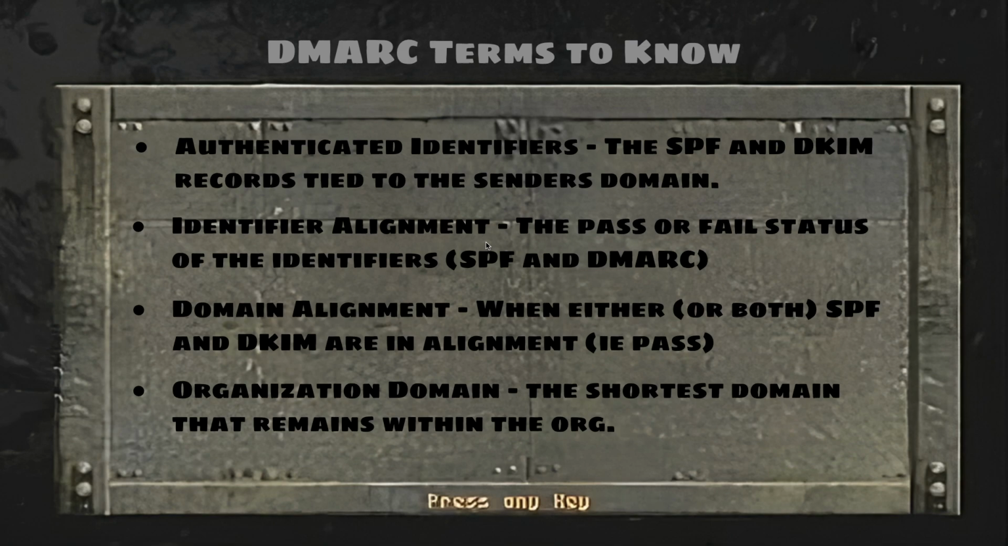DMARC also brings in the concept of an organizational domain. That is the shortest domain that's under the TLD. So the organizational domain for Microsoft would be Microsoft.com. It gets a little more complex when you start talking about subdomains, because that organizational domain could theoretically shift down that path. It could be some department dot some domain. But generally speaking, when you're referring to the organizational domain, you're talking about the top level domain.